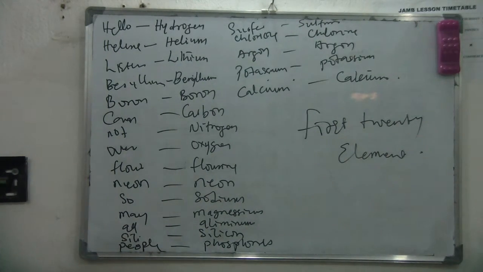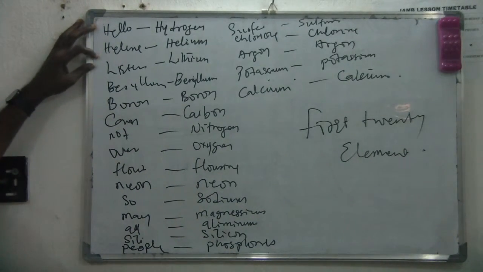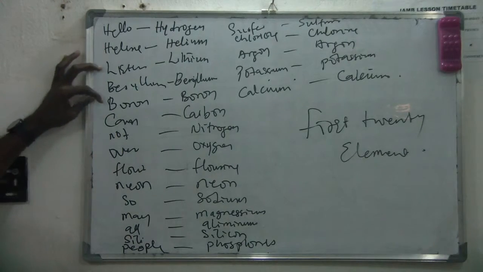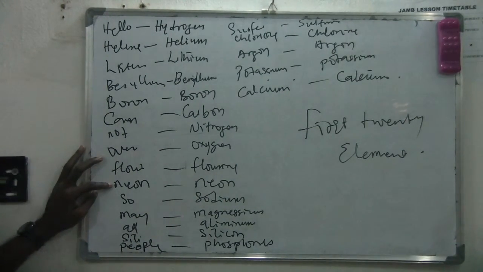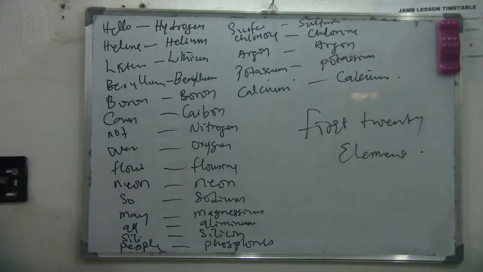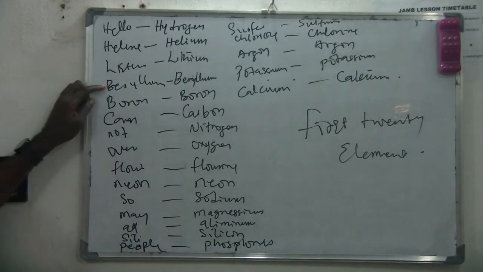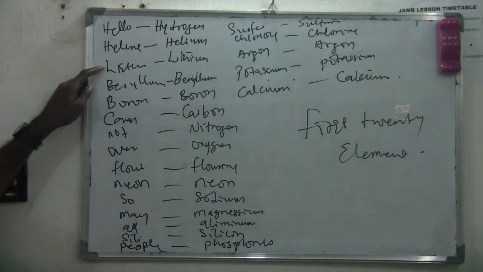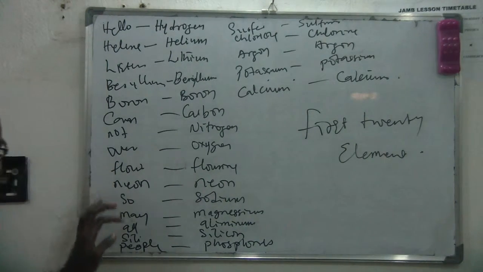It simply says, hello Helen, listen, beryllium, boron cannot overflow neon. Is that clear? That is the first one. Hello Helen, as if you're talking to Helen. Listen, that is beryllium. Boron cannot overflow neon. So try and understand that.